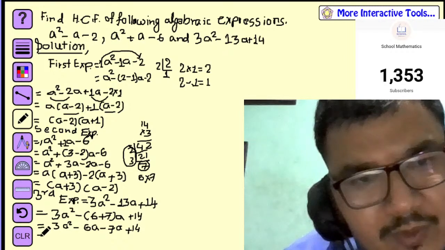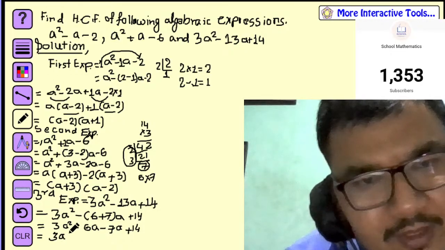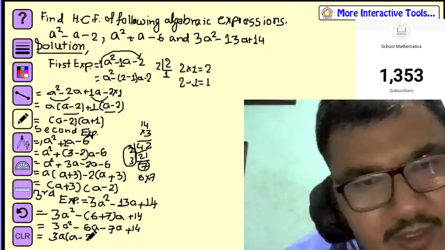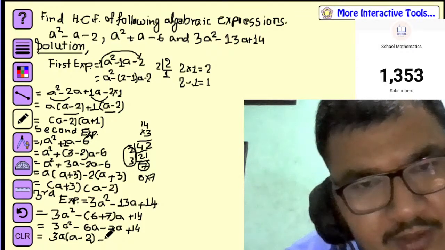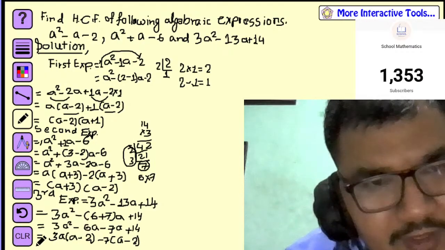Now let's take common from these two terms. In these two terms, what is common? 3a is common. Write 3a as a common. Then what is remaining here? Here remaining is a, and here 3 twos are 6, so 2 is left here. And here minus 7 is common. Then what is remaining here? Here remaining is a minus 2. And like this we factorize.